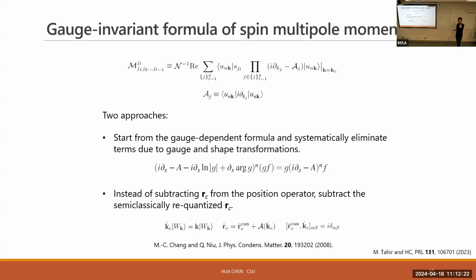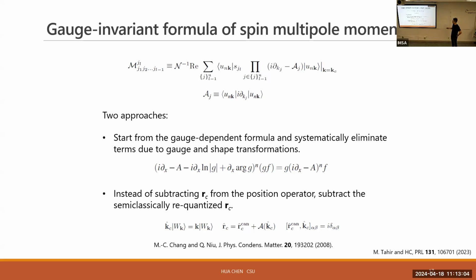Okay, but physically, what is the quantity g and f? G f is the wave function. G is the wave packet shape. So a gauge transformation on the wave function can also be absorbed by g. So G includes the information of the phase of the wave function and also how the amplitude of the wave packet wave function depends on k. And that's why you have that partial with respect to x.